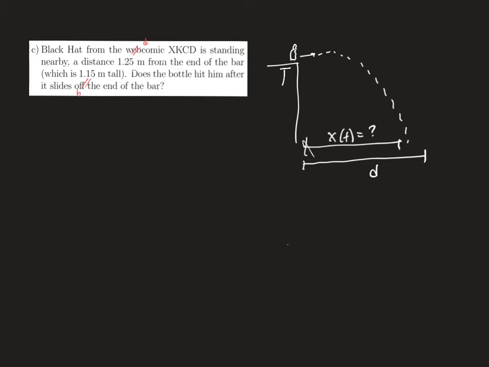If it goes from a height h, of course this is the height h. We know what the initial velocity is. It's the velocity from part B. And we basically want to know, the easiest way to sort of formulate the question is, is x of t bigger or smaller than d?